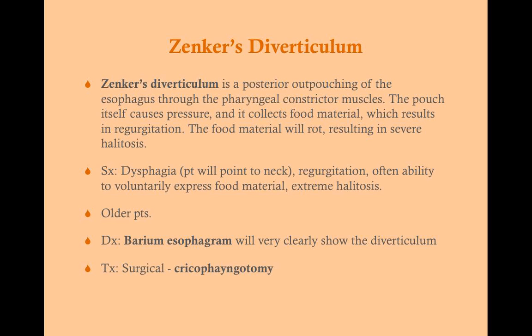And so this is not necessarily a disorder of the pharyngeal constrictor muscles so much, but the reason that we bring up the constrictor muscles is because that's the weakest part of the esophagus, and so that's going to be where the esophagus herniates. So really this is just an esophageal herniation, but it herniates through the pharyngeal constrictor muscles. The pharyngeal constrictor muscles are on the posterior side of the pharynx or of the esophagus, so the outpouching is going to be towards the back of the esophagus.